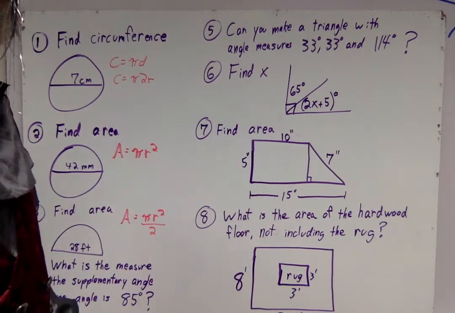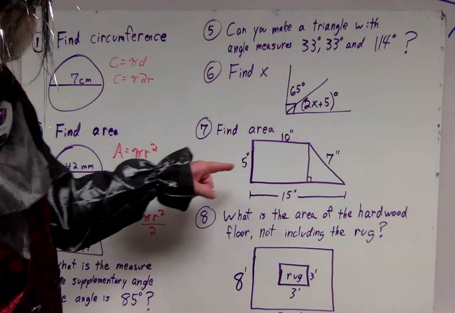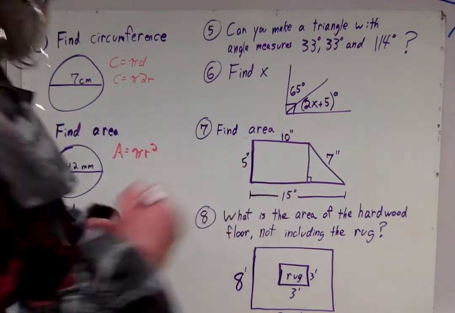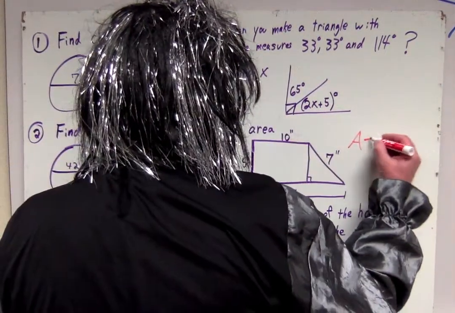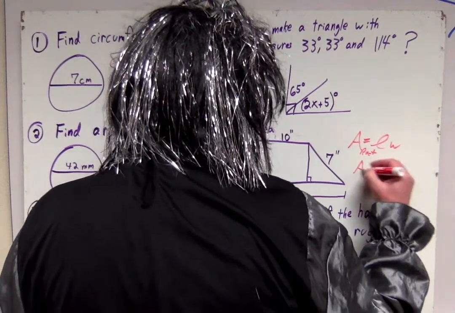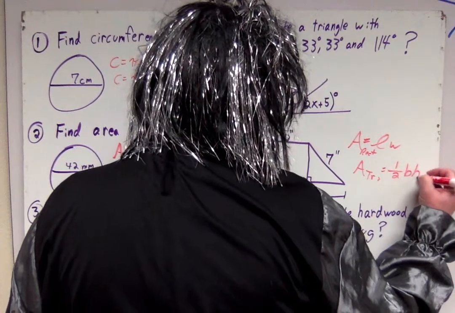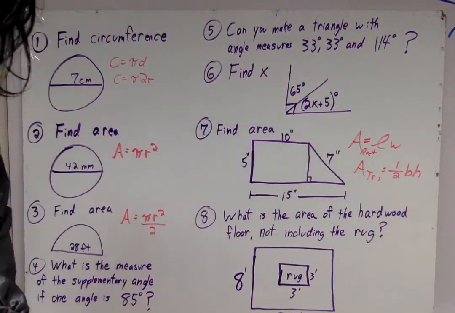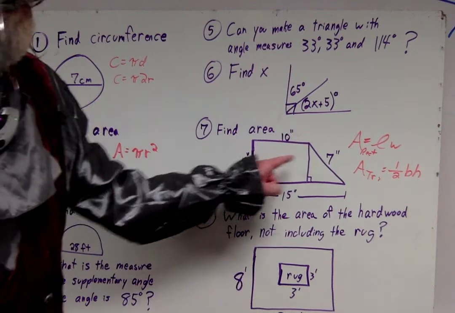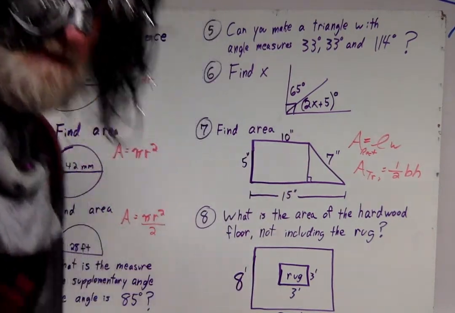Number 7 is our compound figures, composite figures. There's 2 different shapes in here. You have to know how to find the area of a rectangle, length times width. And the area of a triangle is 1/2 the base times the height. Find the area of those 2 individual shapes. Add them together and you have your answer, everybody.